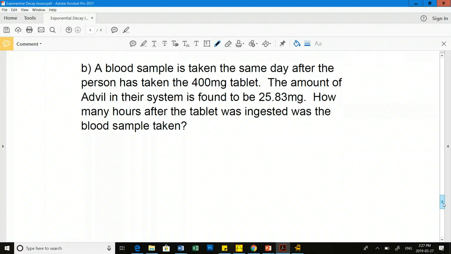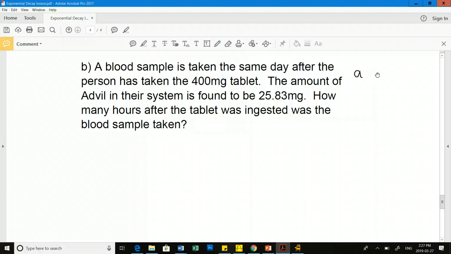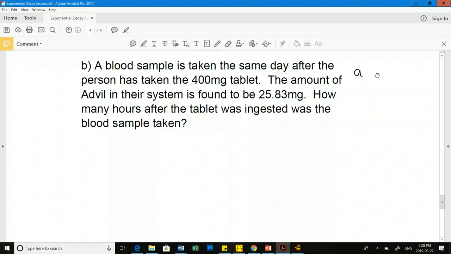So, follow-up. 400 milligrams is taken. We take a blood sample and we find the amount remaining is 25.83 milligrams. How many hours after the tablet was ingested is the blood sample taken? Okay, so again, we have this initial amount of 400. Our B value from part A is still the same. It's still 0.71. Our future value now is 25.83 milligrams. Our X value, remember, has two components to it.